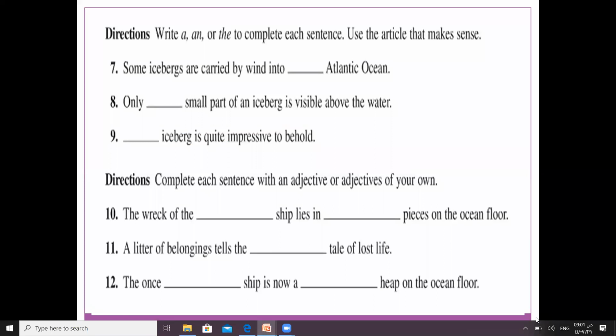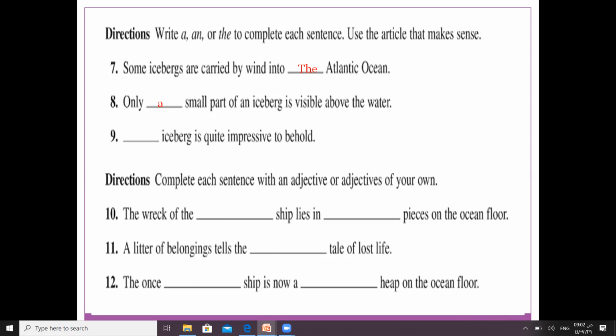Now, class. Write an, or the to complete the sentence. Some icebergs are carried by wind into the Atlantic Ocean. When we have a specific name, what will we use? Very good. Only a small part of an iceberg is visible above the water. An iceberg is quite impressive to behold.